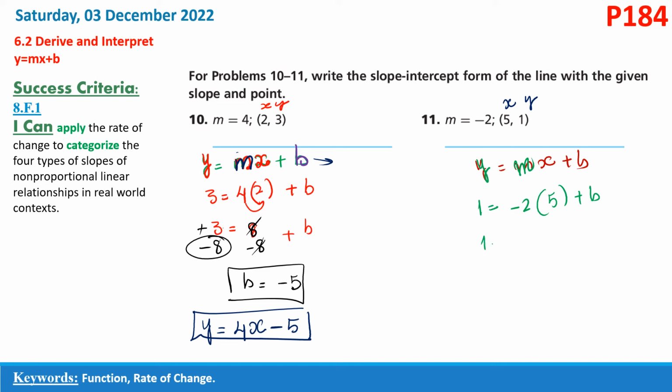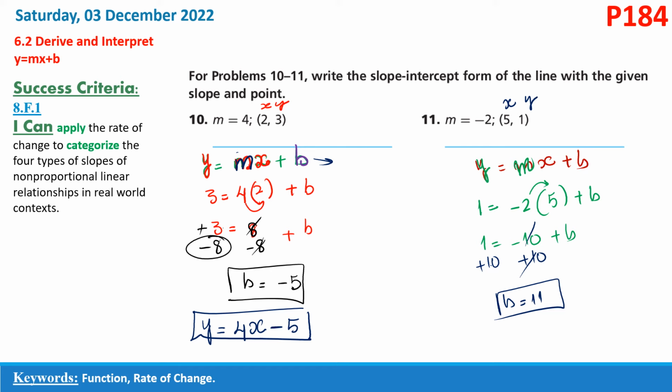Now 1 equals negative 2 times 5, which is negative 10, plus b. We need to find the b. So make it plus 10 here and plus 10 here. So 10 and 10 cancel. So b equals 10 plus 1, which is 11.